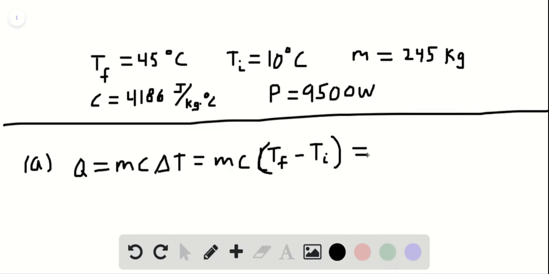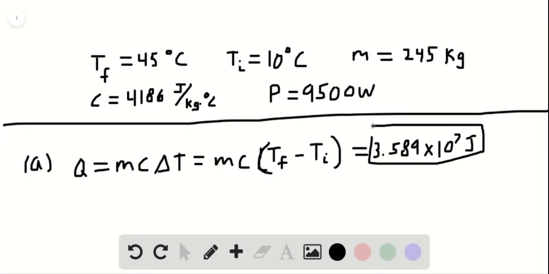So plugging those values into this expression, we find that this is equal to 3.589 times 10 to the 7 joules for our energy. And box that in as a solution. That's the energy required to heat up the water by that amount.